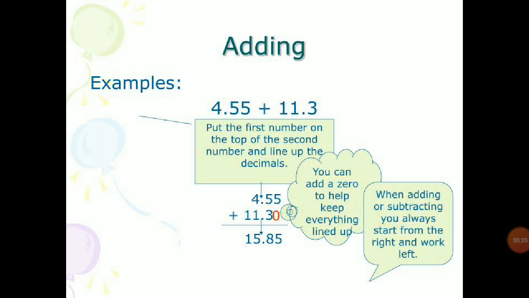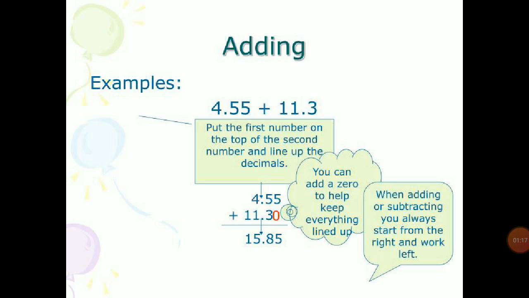For example, 4.55 plus 11.3. First put the first number on top of the second number and line up the decimal. So the numbers are 4.55 plus 11.30. You can add a 0 to help keep everything lined up, that means we have to make like decimals. When adding or subtracting, you must start from the right and work left.